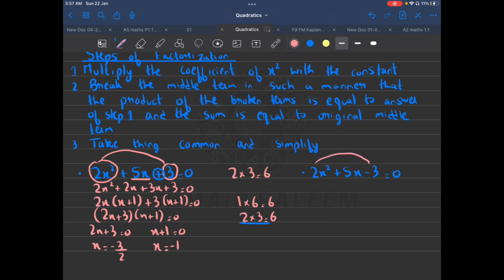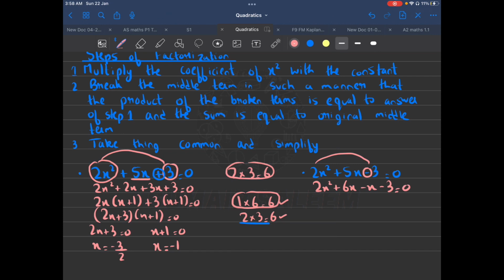2 threes is what? 6. I have done it here. What are the factors of 6? 1 6, 2 3. But the sign before the constant is minus. We need to use those factors which are subtracted and make 5. So I'm going to use 6 and 1 because they are subtracted and make 5. So it's going to be 2x squared plus 6x minus x minus 3.